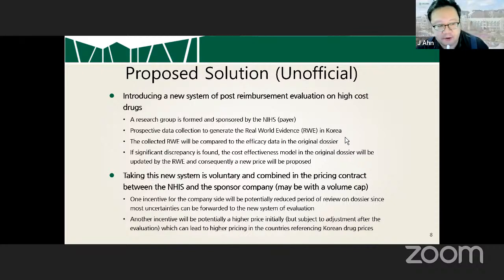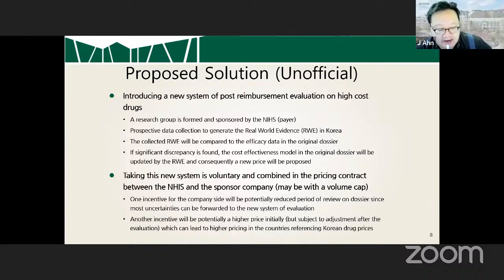So this is unofficial, so nobody is taking it yet, but suggested to our payer as a research report. Introducing a new system of post-reimbursement evaluation on these high cost or high budget impact drugs. When they contract with the company side, they prepare research at that time. They sign on the proposed research of the post-reimbursement evaluation, and they collect actual effectiveness data from Korean patients for a certain period of time, and then that data will be used for recalculating the cost effectiveness of the drug.